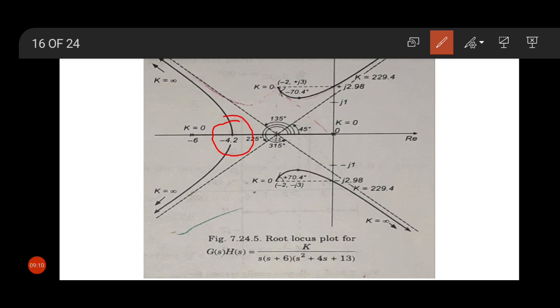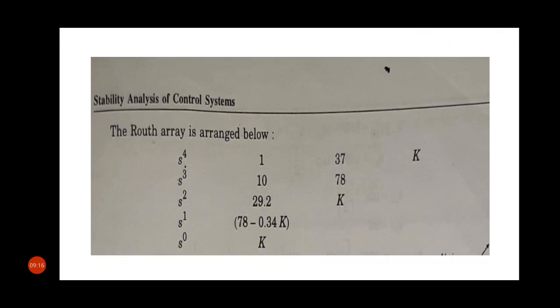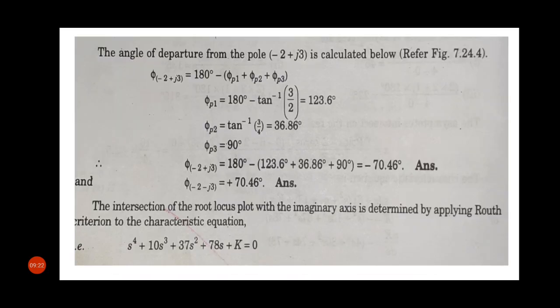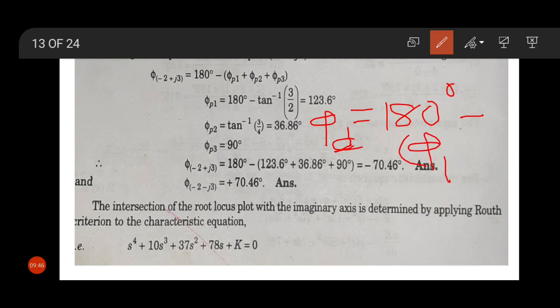Now see, here we have 2 complex poles, that's why we need to calculate the angle of departure. Okay, so we already know the equation to find the angle of departure. So the equation of angle of departure: phi d, meaning angle of departure, equals 180 degree minus sum of phi p minus sum of phi z.